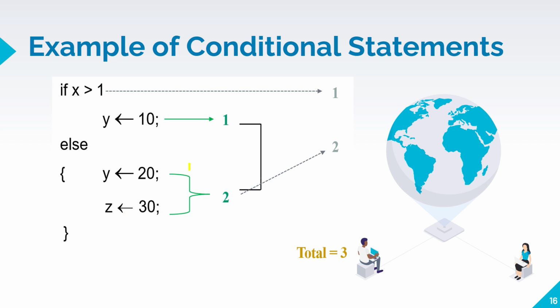Let's first count the simple statements. y is equal to 10 is counted as 1; y is equal to 20 and z is equal to 30 are counted as 2. Now, let's get the total. We have to know whichever is the maximum among the statements, so the maximum here is 2. Then we get the condition, which is 1. So 1 plus 2, we have 3.